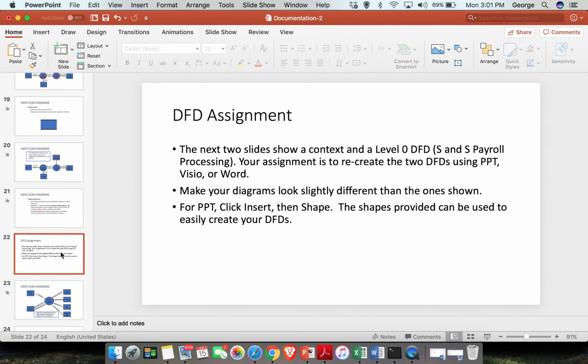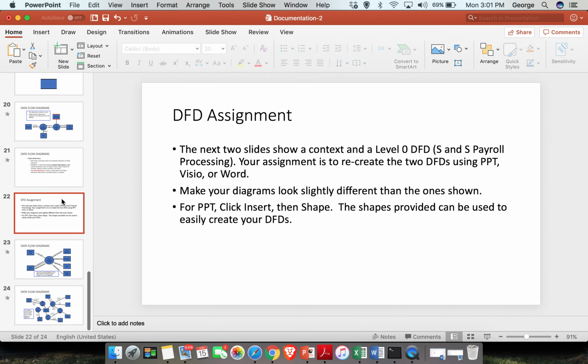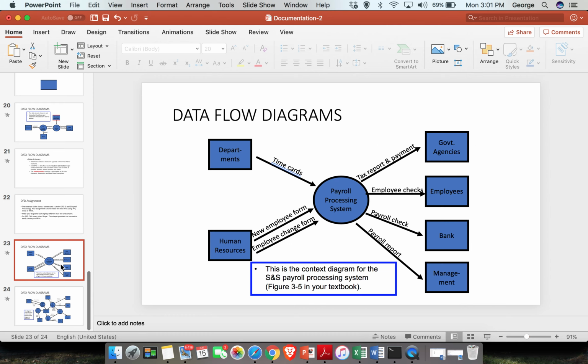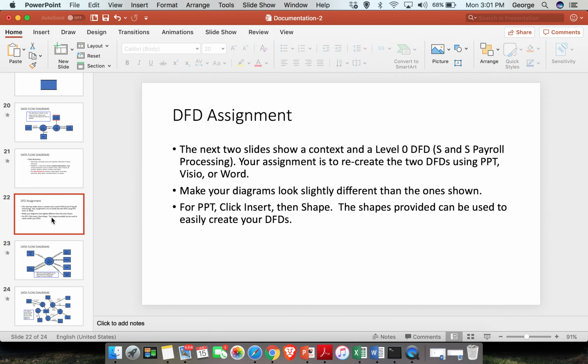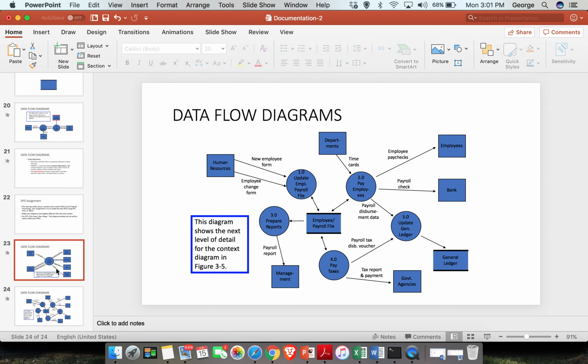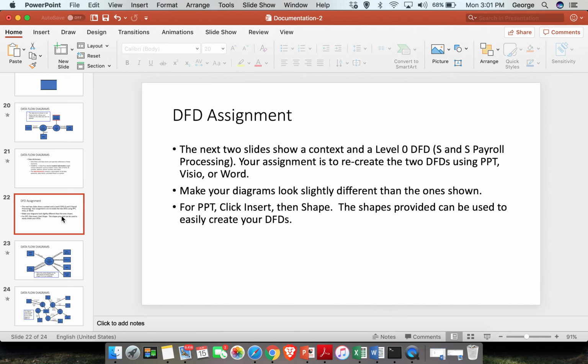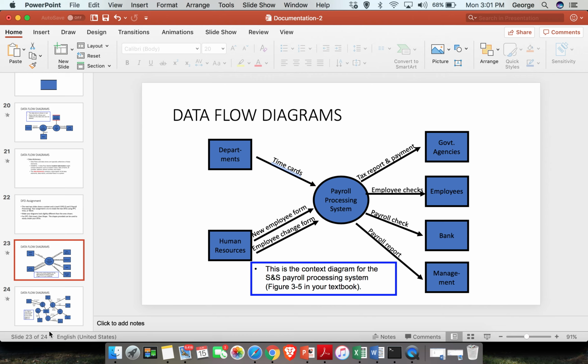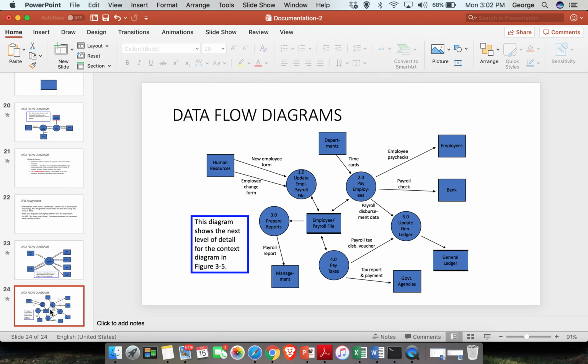All right, here's your DFD assignment. You just need to basically repeat these two DFDs. Here's your context DFD, and here's your level 0. You just need to prepare those, and it should be similar to what I have here. As I mentioned earlier, I would use PowerPoint. Just click Insert and then Shape, and you'll easily be able to recreate these two documents. You can also use Word or Visio. I would recommend using PowerPoint. That's my little lecture for today, short and sweet.